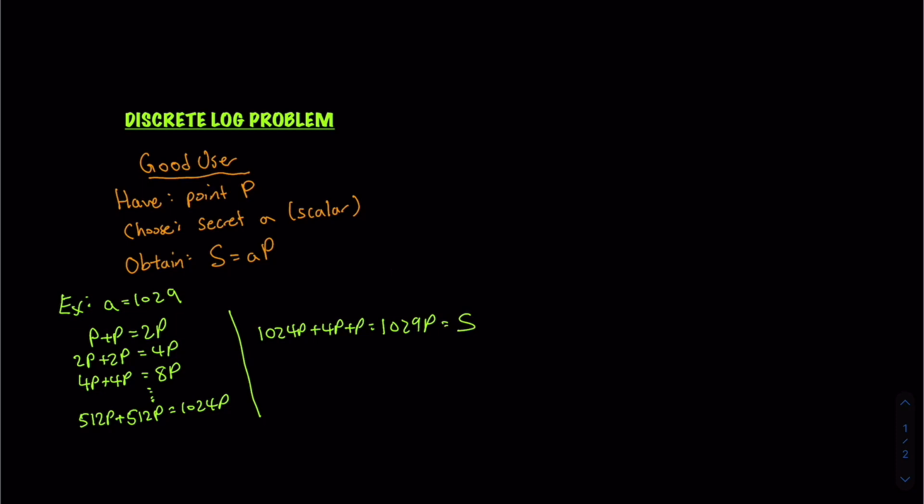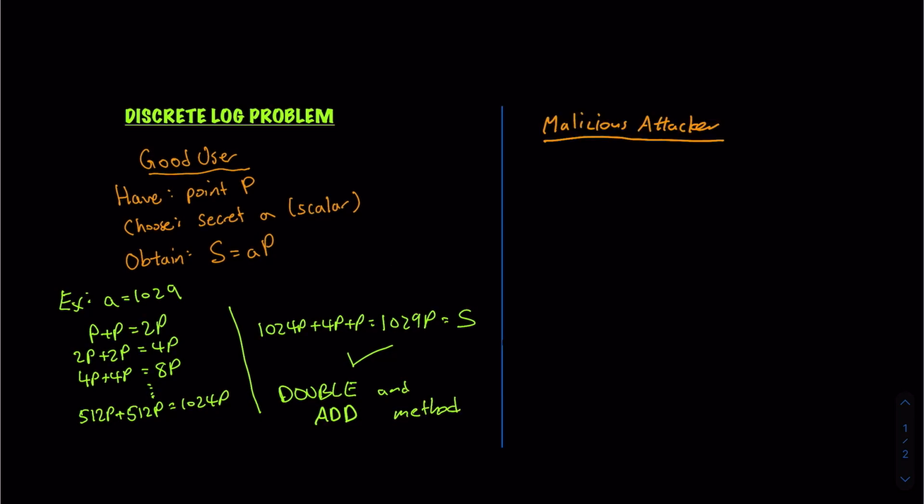This is often called the double and add method, and it takes me approximately a logarithmic amount of operations to get there. In this case, approximately 10 operations. Now, if I gave an attacker my original point P and the point S, which I just calculated to be 1029P on my own, and I asked them to find the secret value A, which in this case is 1029, how would they be able to do it?